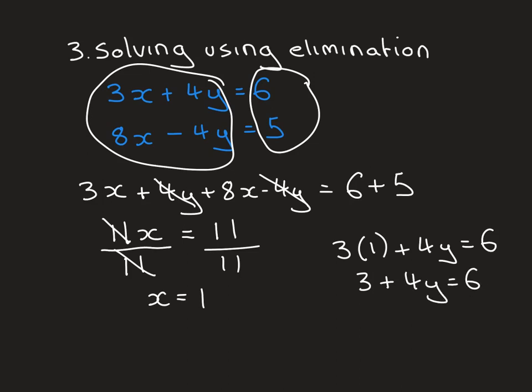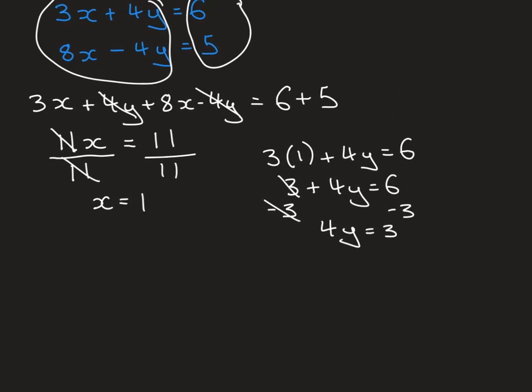equals 6. We want to get the y by itself, so we're going to take away our 3 first. I'm going to take 3 from both sides. We're left with 4y equals 3. Now what we're going to do is divide both sides by 4 to remove that 4. What we're left with is y equals 3 over 4.